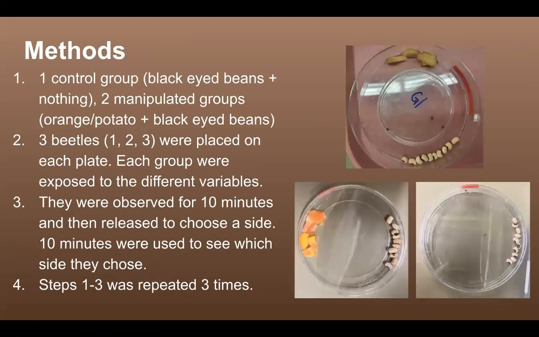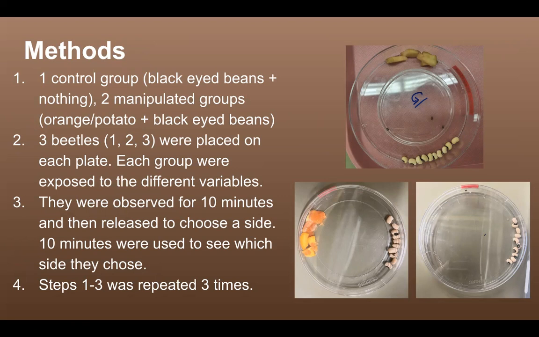Okay, so now we have the method or the procedure of our experiment. So we set up 3 large petri dishes with the following. We had 1 control group, which consisted of black-eyed beans and nothing, and 2 manipulated groups, one which had orange and black-eyed beans, and potato and black-eyed beans.